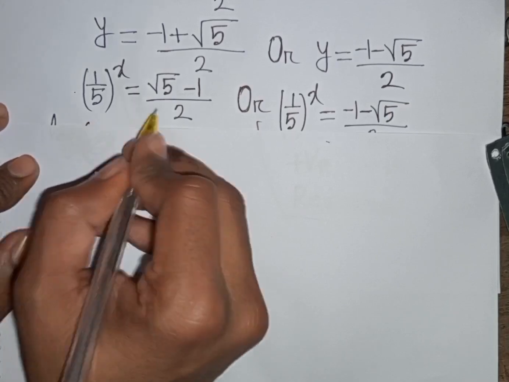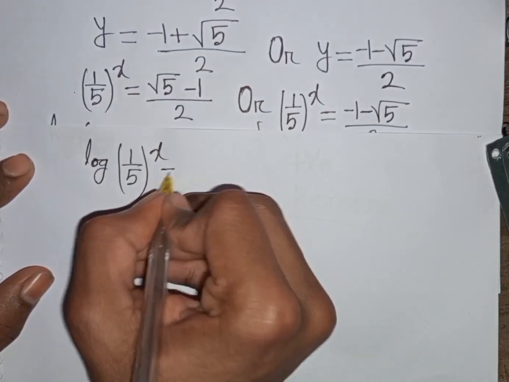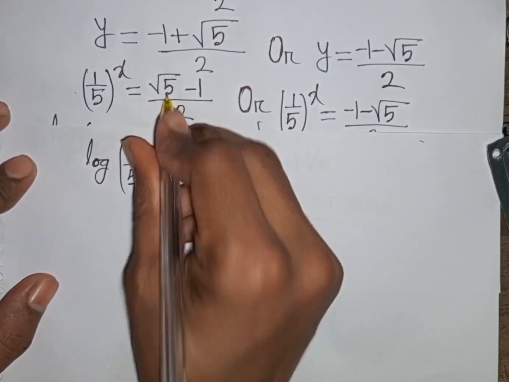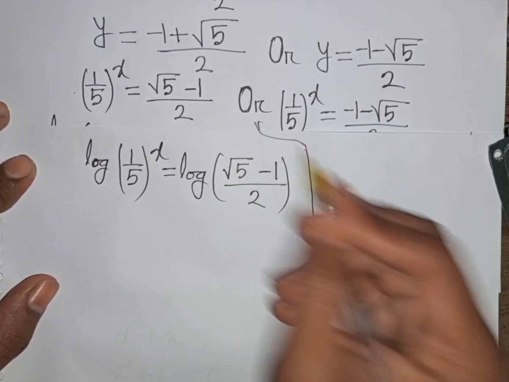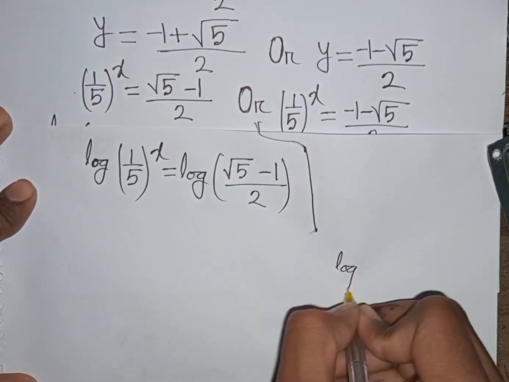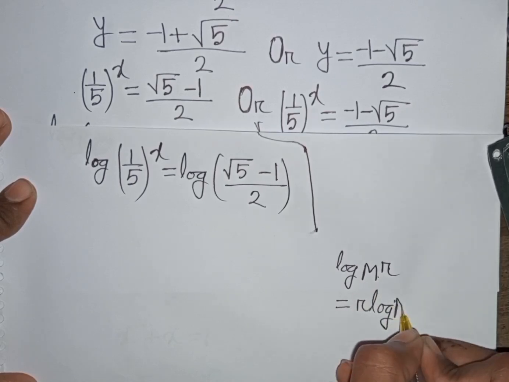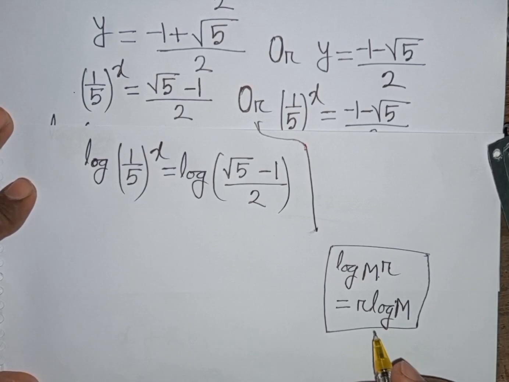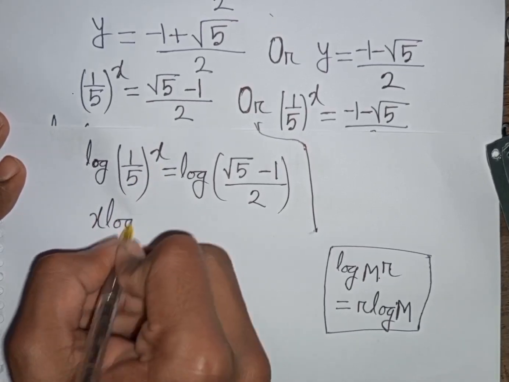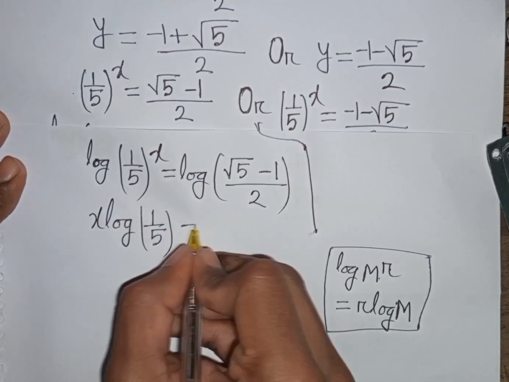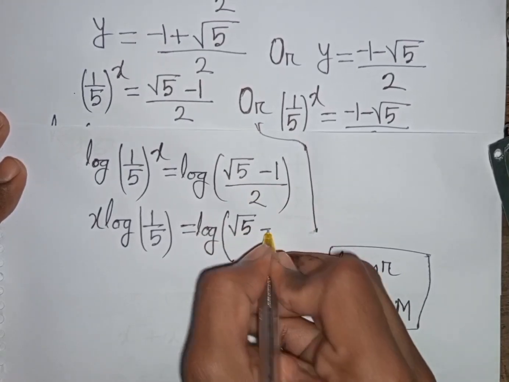Now from here we take log on both sides, so you can write here log of 1 by 5 bracket power x is equal to log of square root of 5 minus 1 divided by 2. Now here I can apply a rule that log m power r is equal to r log m. That means this power r moves to the front. So according to this rule, this power x will move to the front. So you can write here x log 1 by 5 is equal to log of square root of 5 minus 1 divided by 2.